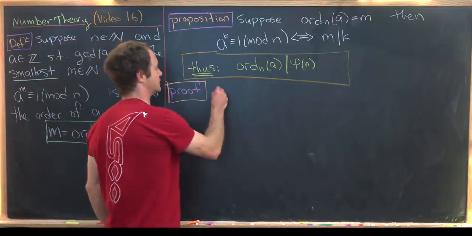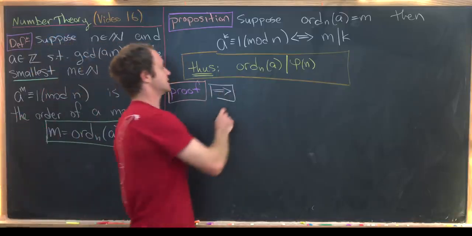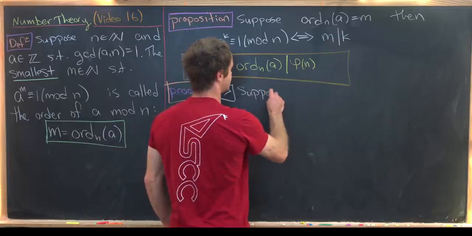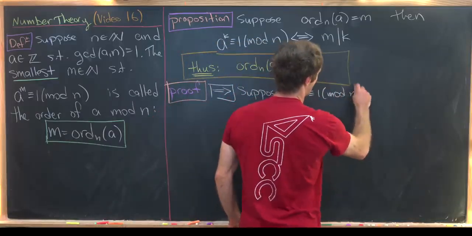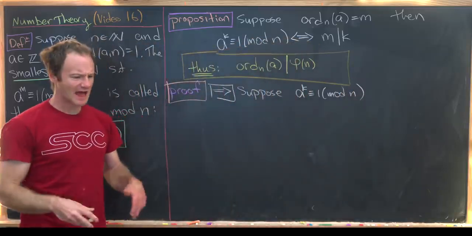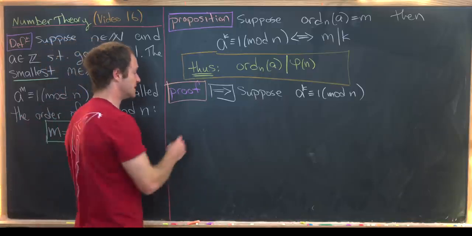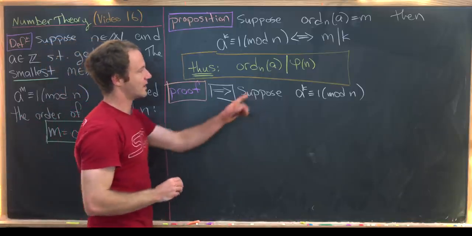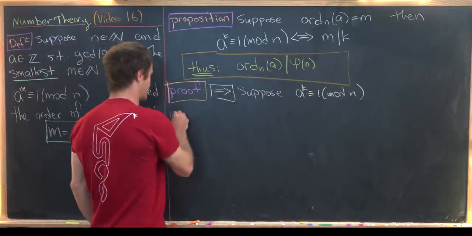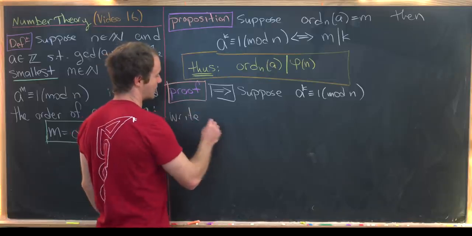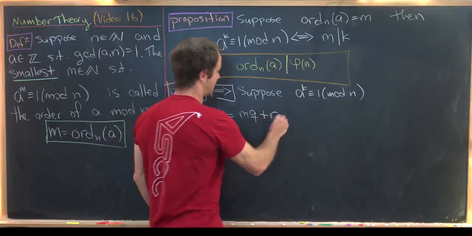Okay, so let's look at this proof. Let's go with the forward direction first. In other words, we want to suppose that a to the k is congruent to 1 mod n. And then as it goes with a lot of these things, we'll use the division algorithm. So let's use the division algorithm with k and m. And so that means we can write our number k as m times q plus r.